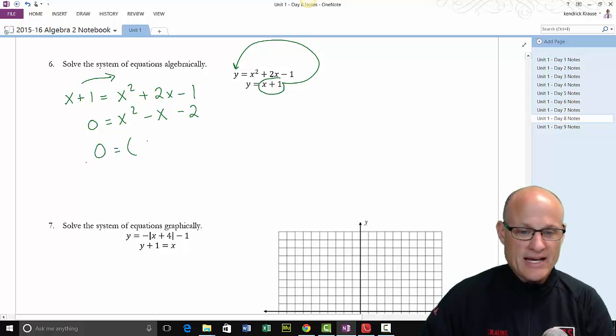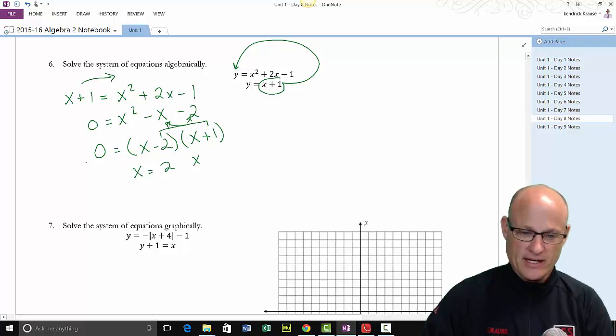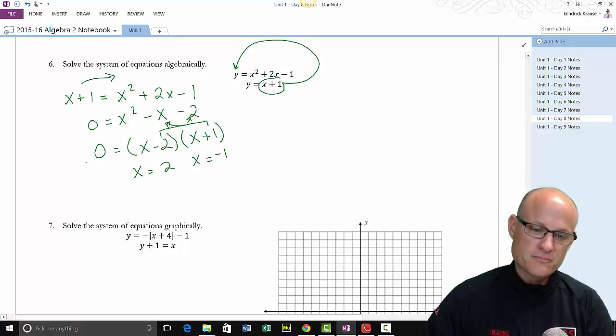0 is equal to x minus 2 and x plus 1. That's the factoring. They multiply to negative 2, but add up to negative 1. So my two x answers are x equals 2 and x equals negative 1.